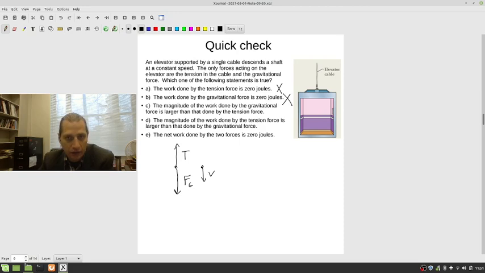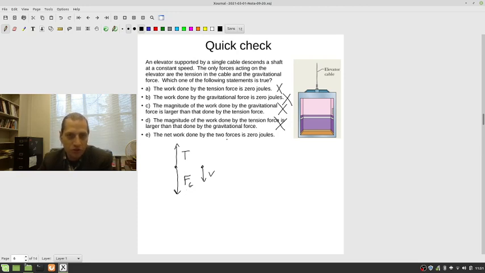Again, the work done by gravitation in this case is positive because it's going in the direction of the motion of the elevator. So this does a positive work, this does a negative work, and in fact, the two of them exactly cancel out. The magnitude of the work done by the gravitational force is larger than that done by the tension force? No, they are equal. The magnitude of the work done by the tension force is larger than that done by the gravitational force? No, they are equal, but this one is negative. The tension does negative work, the gravitational force does positive work.